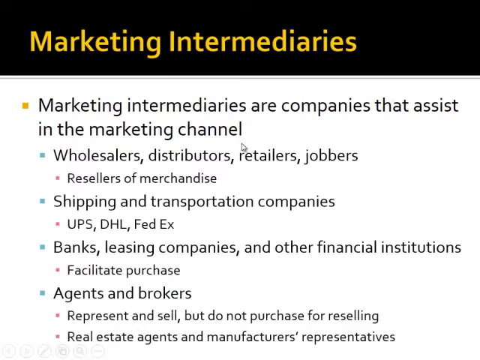There are many common different marketing intermediaries. Wholesalers, distributors, retailers, jobbers, they buy and resell merchandise. They're levels. Transportation companies, they help assist. Banks, leasing companies, credit card companies, other types of financial institutions, they make it easier for people to buy things or companies to buy things. And then agents and brokers. They help companies distribute their products, often calling on potential customers that the company wouldn't be able to reach.